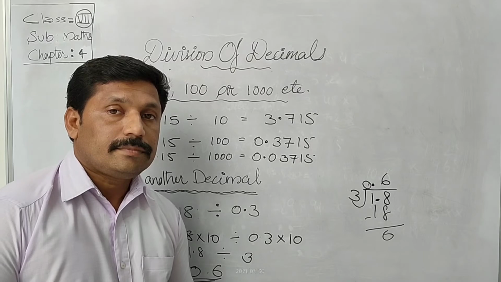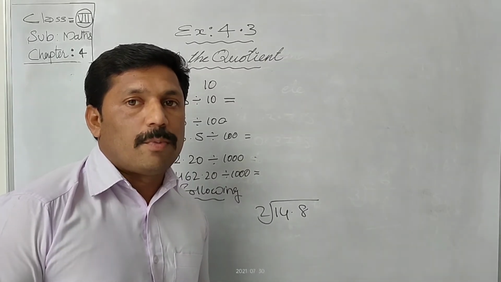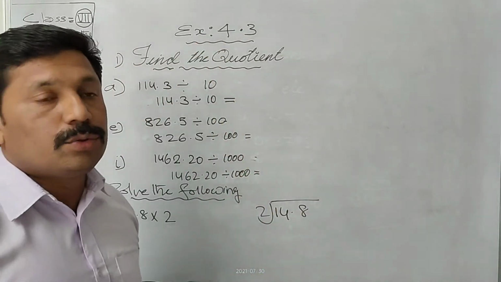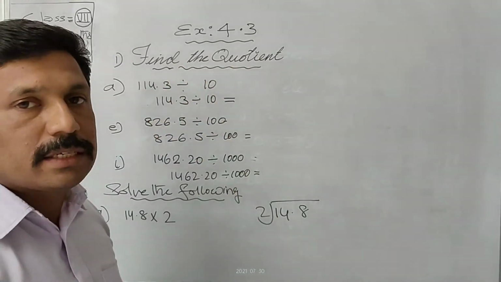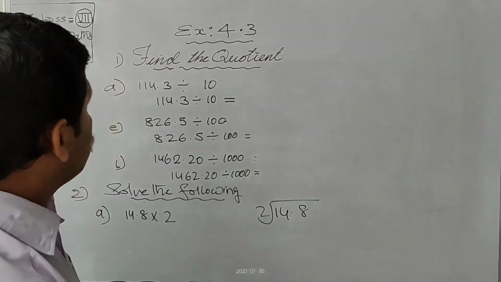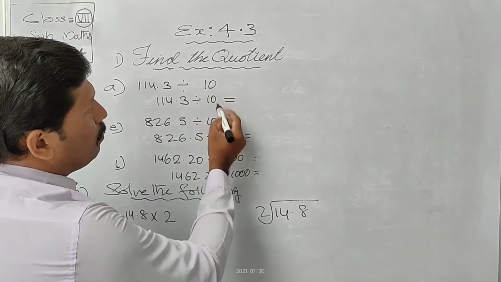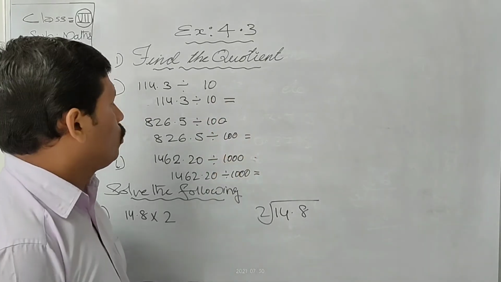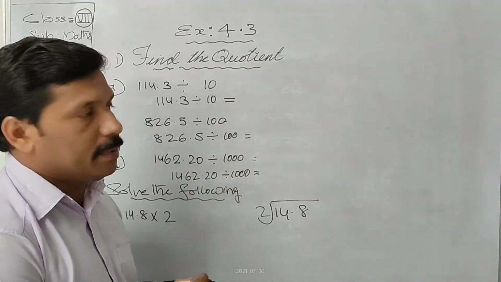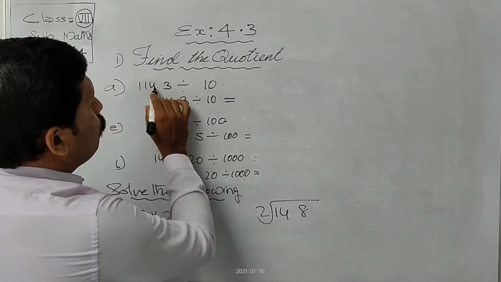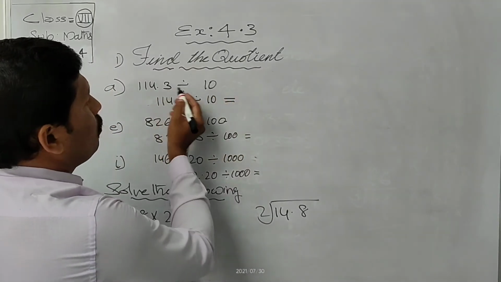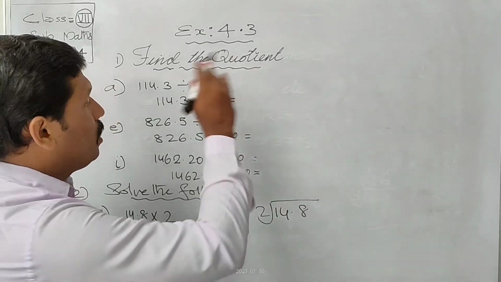Okay. Now we start exercise 4.3, that is relating to division. Find the quotient. Quotient means we have to divide and find out the answer. First of all, here you can see division by 10, hundreds or thousands. So we can do it by the short method. So 114.3 divided by 10. Here the point will be shifted 1 digit to the left side.